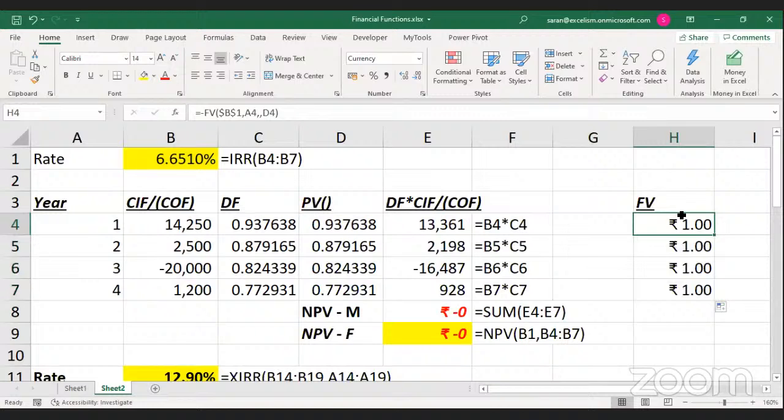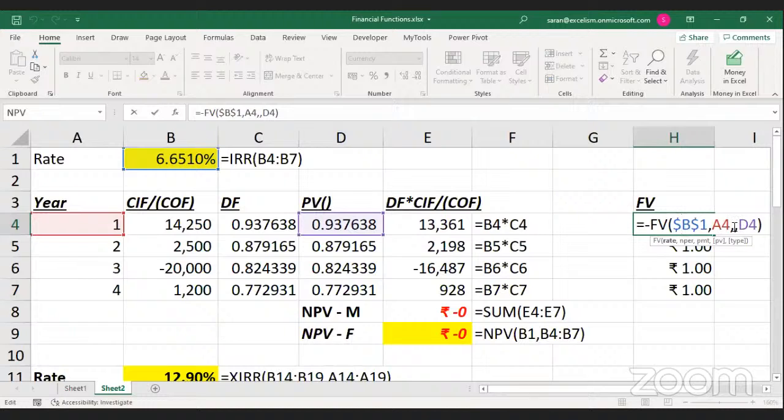If you want to get 1 rupee after 1 year, you need to invest today 93.93768. If you want to get 1 rupee after 2 years, you just need to put 87 paise. If you want to get 1 rupee after 3 years, just put 82 paise. If you want to get 1 rupee after 4 years, you just need to give 77 paise. That's all. I'm just working around this compounding. Why are we using A4 comma D4? See, basically, either you can keep, okay, you may be confused. Let me keep 0.